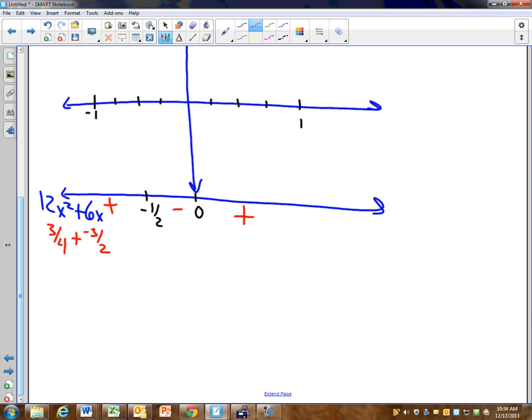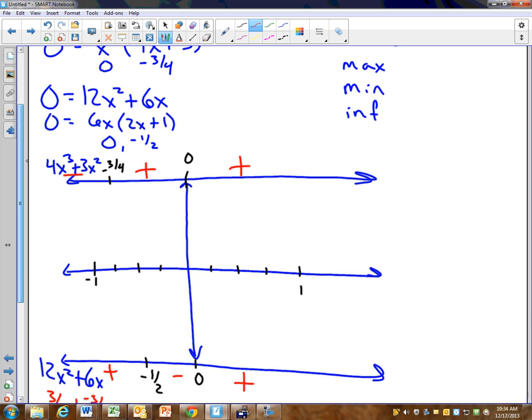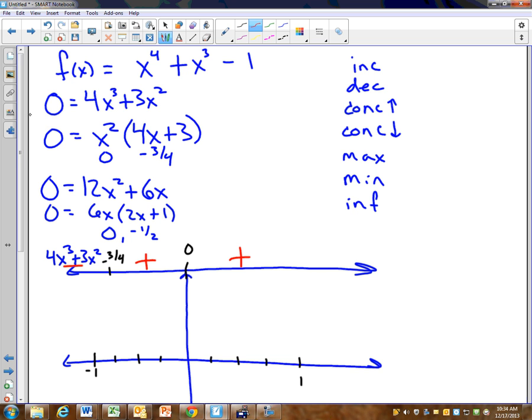So we've got, can we answer these questions? Increasing: negative 3/4 to 0 and 0 to infinity. You can't include the 0, because technically the function is not increasing or decreasing. It has a slope of 0.